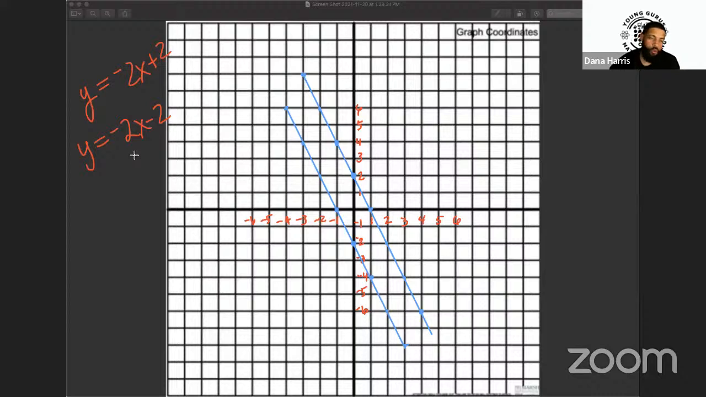So when these lines never touch, if there's no point of intersection, then we have no solution, because the objective is to figure out where they intersect, and they will never intersect because they are parallel lines. So with that being said, that's the whole solution for that one.